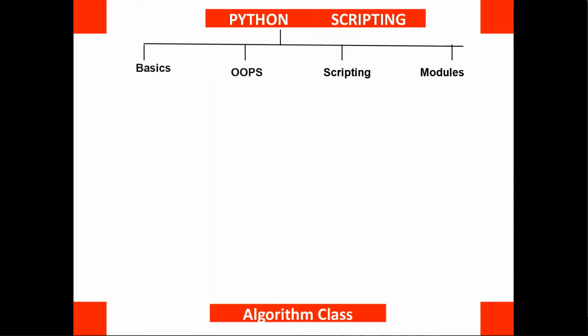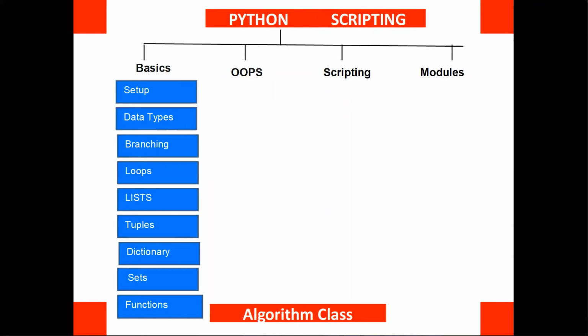In basics, for any programming language, whether C, C++, Java, or any other language, there are basic things like data types, operators, branching, and loops. Here you will also see lists, tuples, sets, and dictionaries. These names might be a little new, but everyone knows C programming, and these are almost like arrays and structures in C, though not exactly.